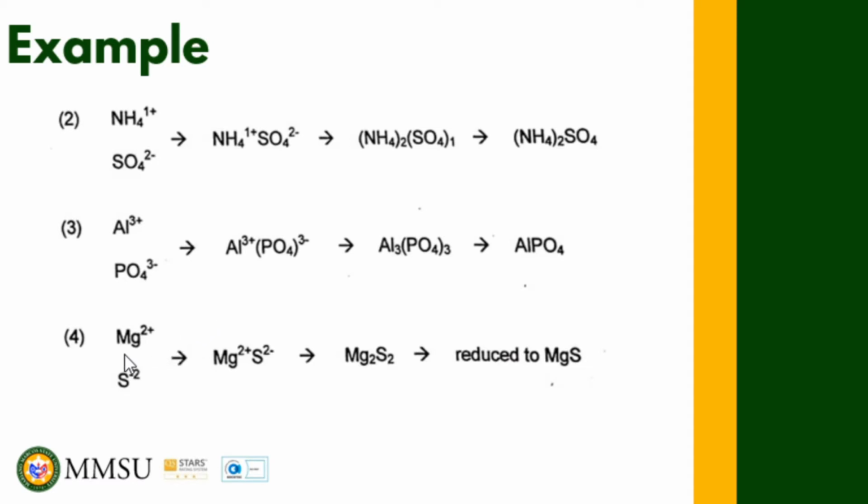Another example, we have Mg 2 plus and S 2 negative. So, combining and then doing the crisscross method, we have Mg2S2. So, magkapareho na naman yung subscript. So, it is reduced to MgS.